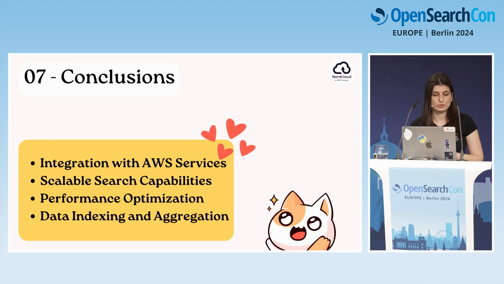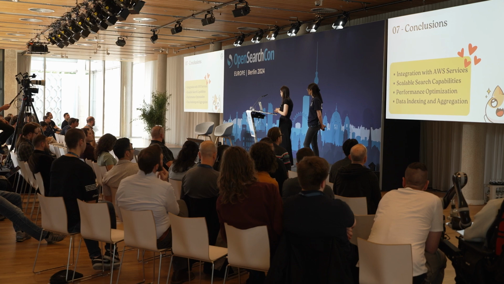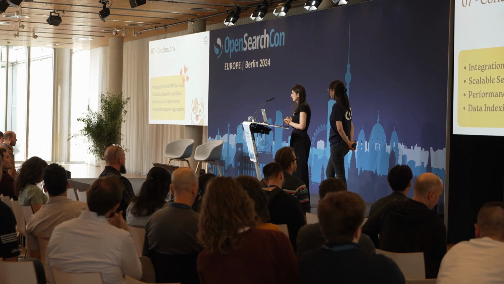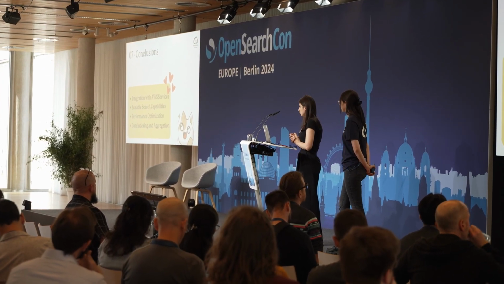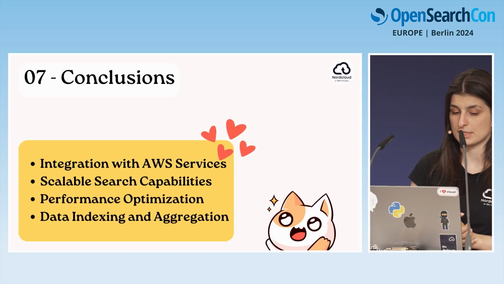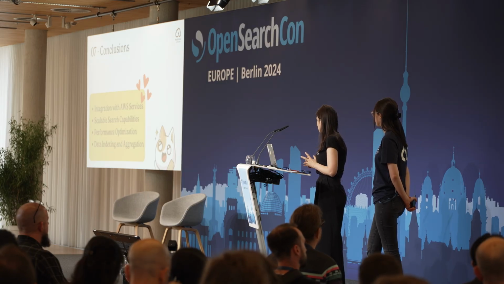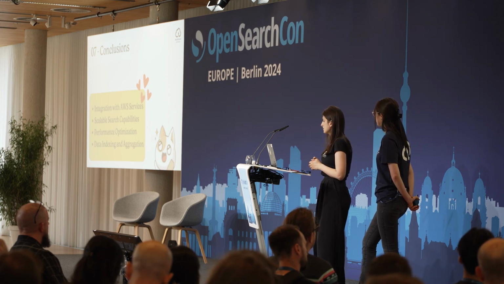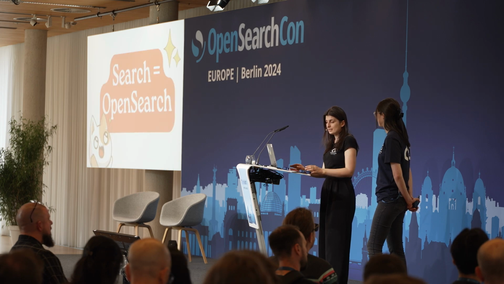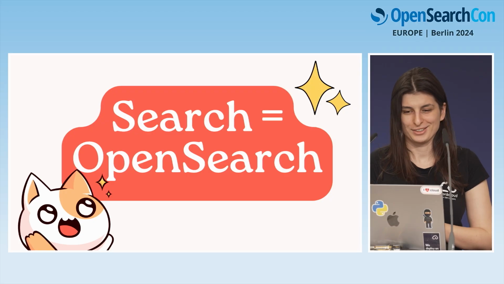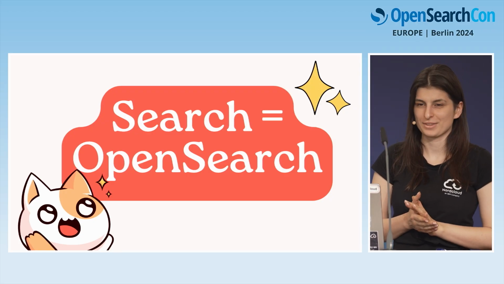And if we draw a conclusion, OpenSearch is very powerful because it has a lot of nice integration with AWS services. For example, the pipeline integration between DynamoDB and OpenSearch just indexes your data, and you do not need to worry about building additional functionality to get your data from DynamoDB to OpenSearch. It's super scalable. Also, you can do performance optimization to get the best results for your application. And it's good for data logs and for analysis as well. And my final saying, I believe, is that search equals OpenSearch. So if you want to use search, you need to use OpenSearch. Thank you.